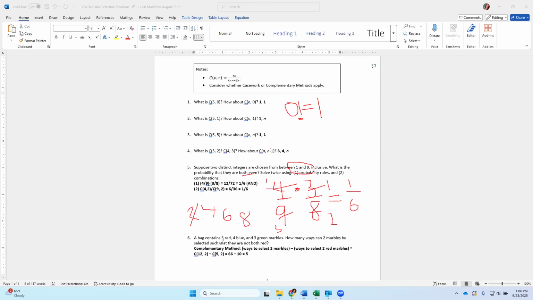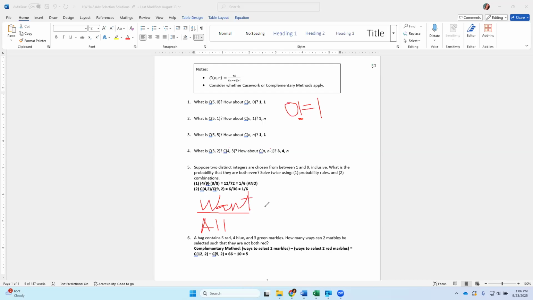If we were to do this again using combinations, and the goal here is to show that we do get the same answer, we're just thinking about the problem a little bit differently using this new tool we have, which is the combination. The combination is super useful. So we're thinking probability because we're asked for the probability. So we want all possible options, and that goes in the bottom, and then whatever we want goes in the top. So what we want is 2 even numbers. So this is a combination.